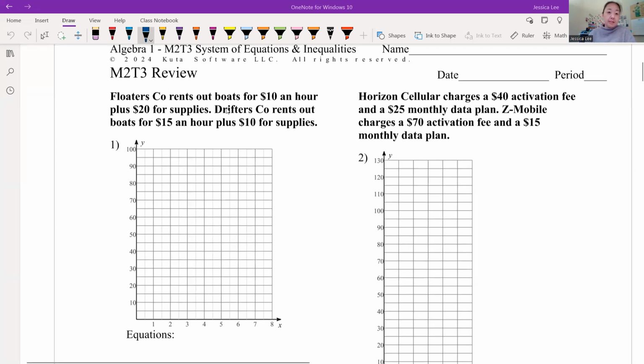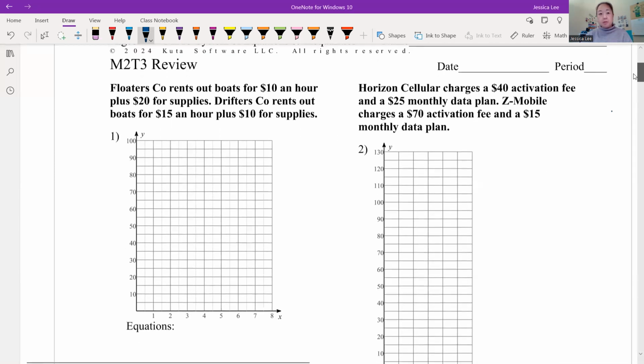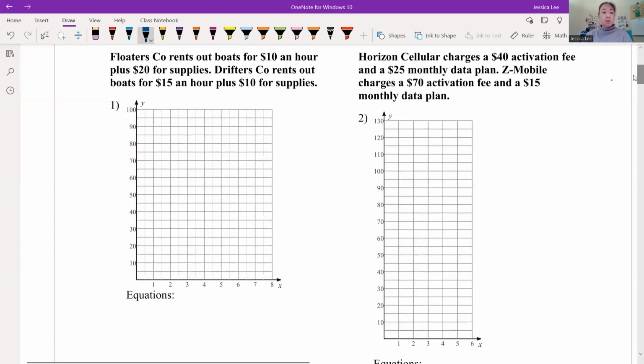Floaters Company rents out boats for $10 an hour, plus $20 for supplies. Drifters Company rents out boats for $15 an hour, plus $10 for supplies. Which one would be better? So we're going to be writing some equations, but before we do that, down this screen just a little bit.